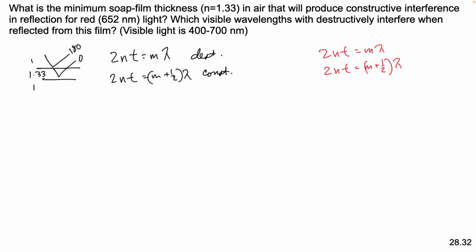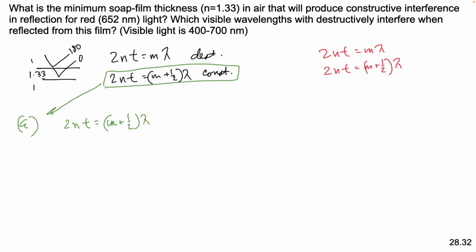What thickness? So what are they asking me to solve for? T. They're asking me to solve for T. Will produce constructive interference upon reflection. Which of these equations am I going to use for part A? I'm going to use m plus 1/2 for part A because they're asking me about constructive interference. So 2nt equals m plus 1/2 lambda, and they asked me to solve for the thickness. So I'm going to go ahead and solve for the, okay, all right, okay.